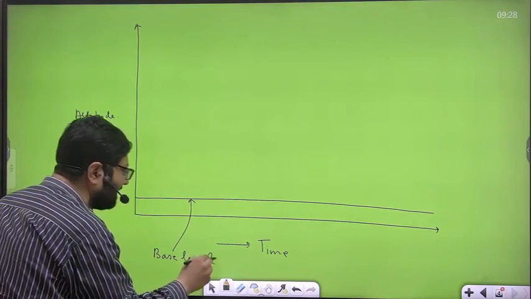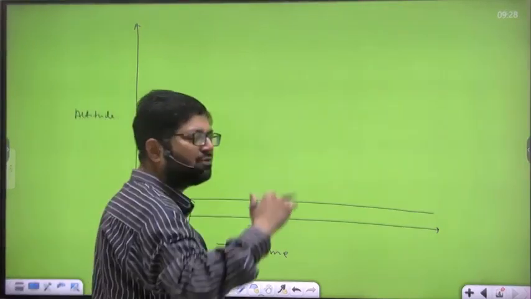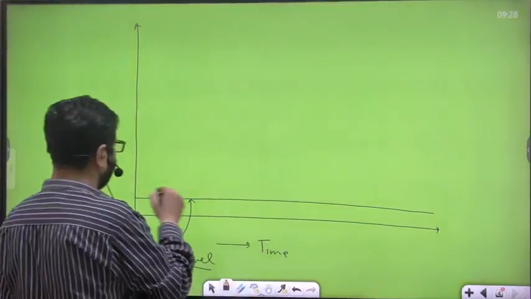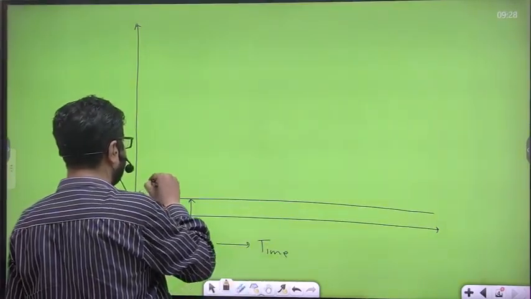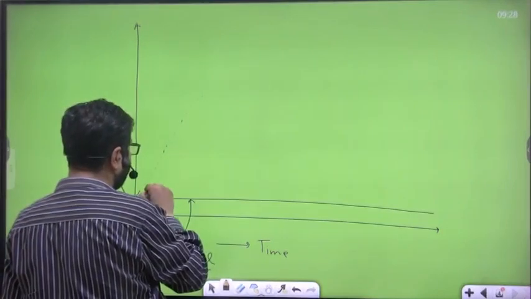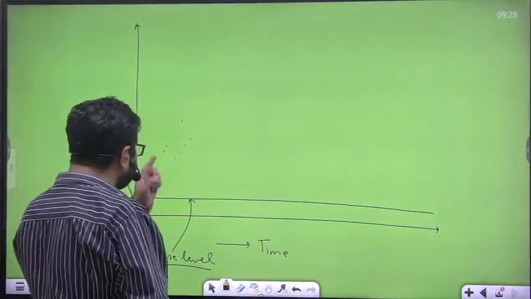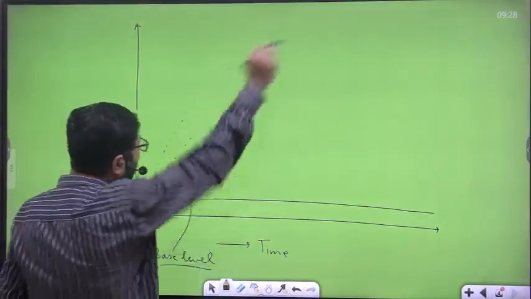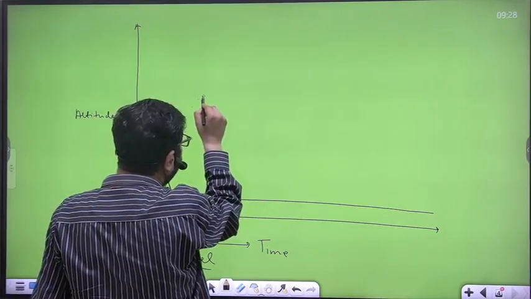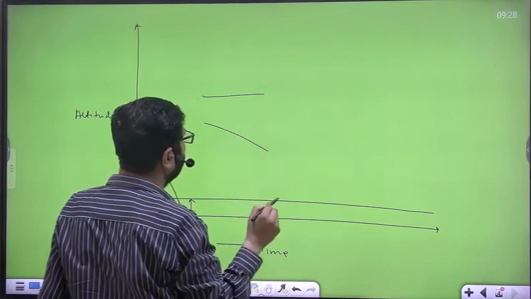Base level is sea level. Sea level is the ultimate base level. Height is always measured from sea level. So this is the sea level. As he said, there's a short period of rapid rate of upliftment. You have to understand every bit of it. What does this dot indicate? I will explain you everything. Don't draw it.